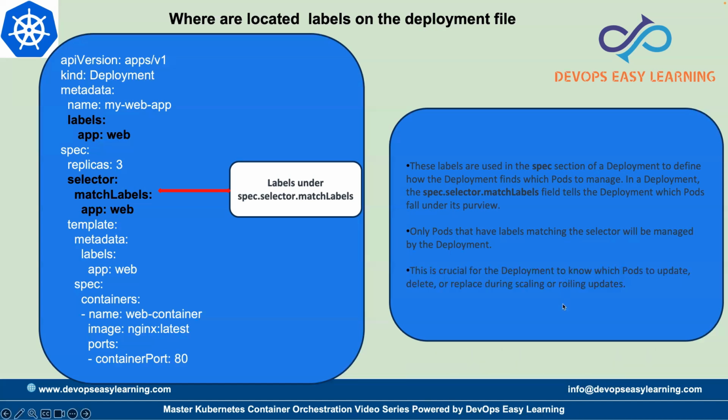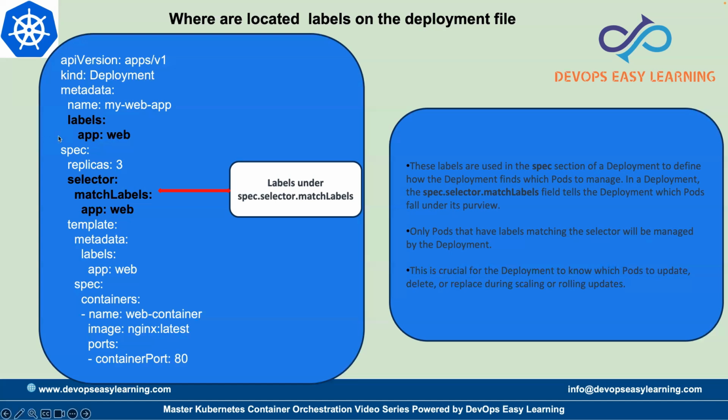Now, that's very important, right? I mentioned here that this is crucial for the deployment to know which pods to update or delete. That's how it knows. It is in this section that you tell it, when you type kubectl delete, exactly which pods to update, delete, replace, roll, or scale, right? Use the label under that portion.